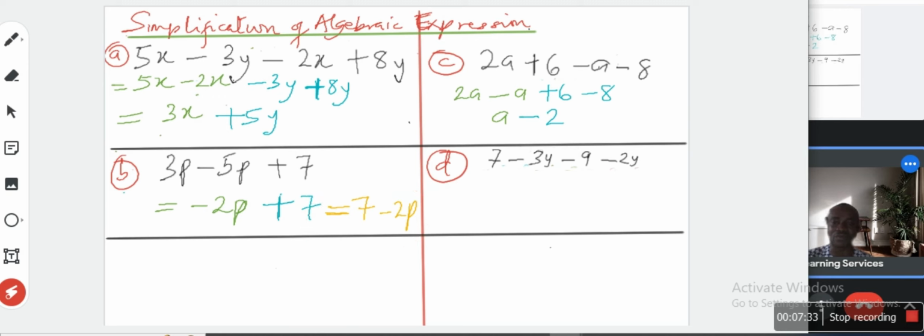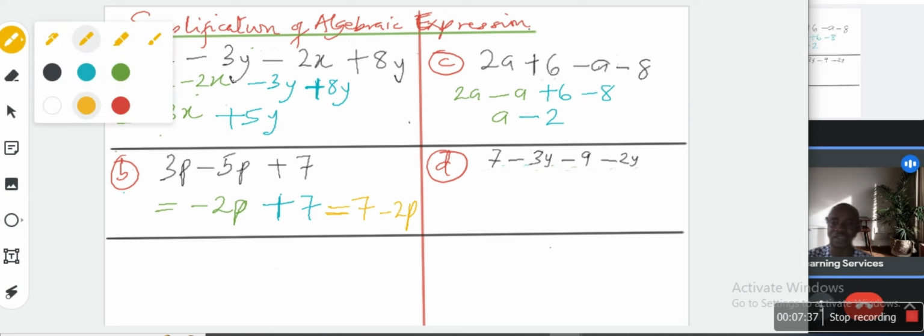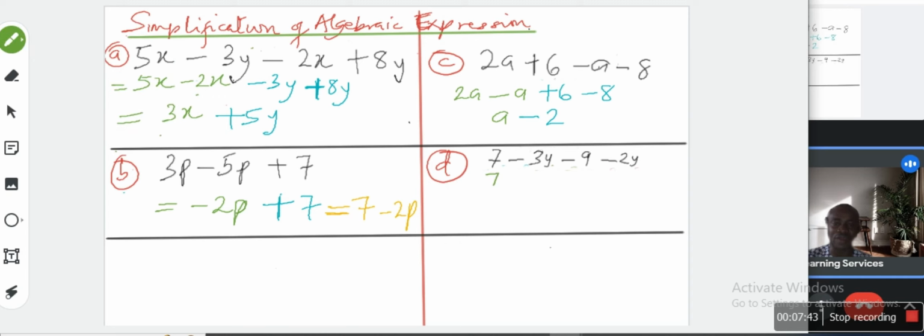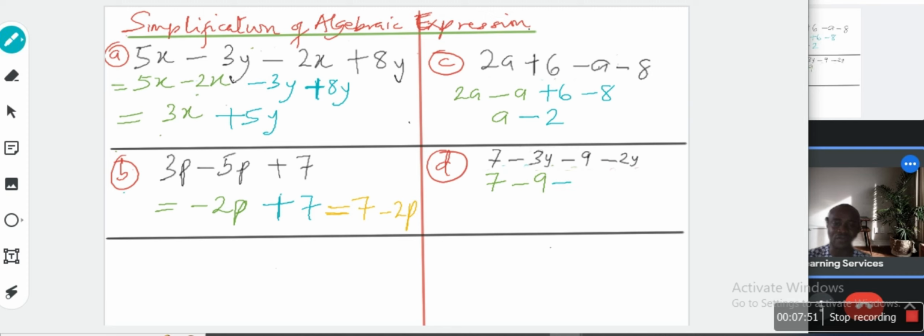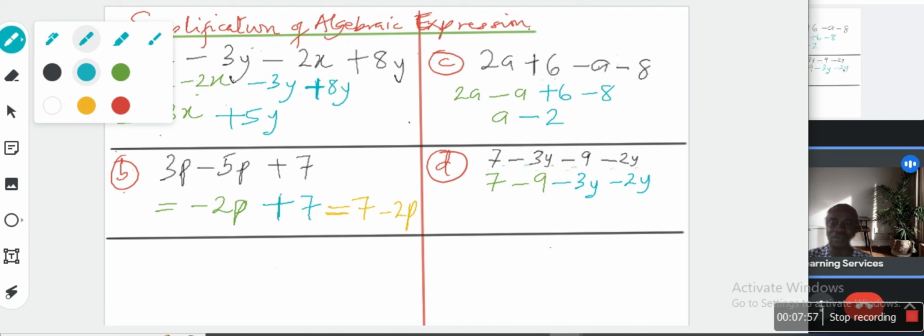Okay, let's simplify this number D, letter D. Collect the like terms. I think we can collect numbers, right? We have 7, another number there is minus 9. And for y, we have minus 3y and then minus 2y. So what does it give us?